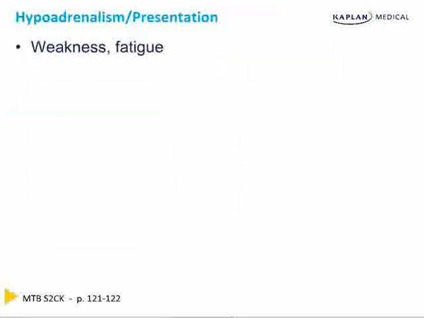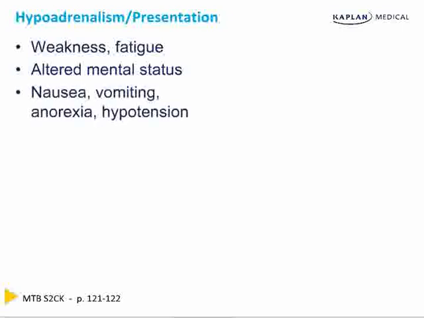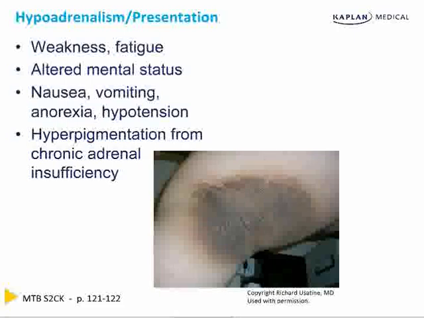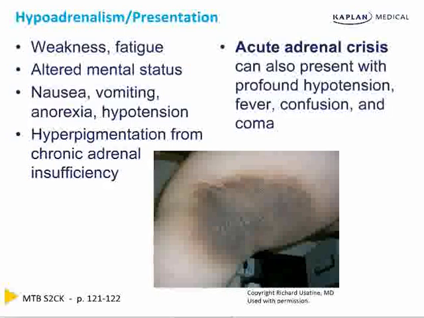No matter what the etiology of the low adrenal function, patients are weak and fatigued. Remember that cortisol is a get-up-and-go hormone. It's a get-up-out-of-bed, circadian rhythm, how-do-I-get-some-energy-in-the-morning hormone. You get altered mental status because of hypoperfusion, and the low blood volume can also contribute to nausea and vomiting, anorexia, and hypotension. If it's chronic, there's hyperpigmentation because of increased ACTH coming out of the pituitary, trying to stimulate your adrenals. Acute adrenal crisis presents with profound hypotension, fever, confusion, and coma. Let's draw a cortisol level and give a stress dose of steroids.